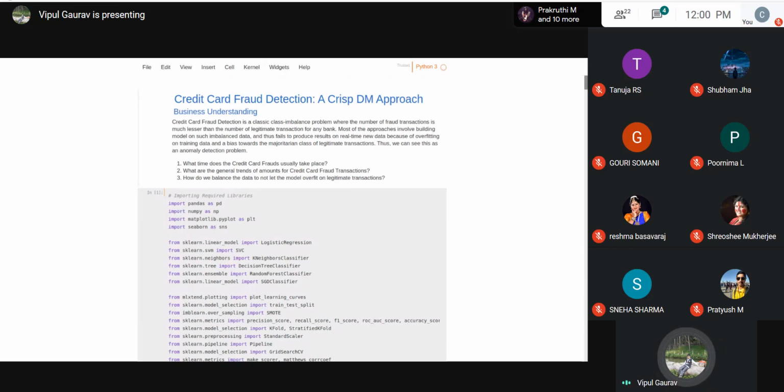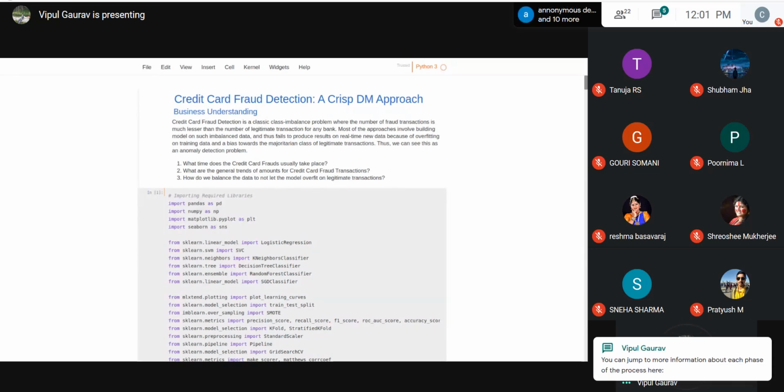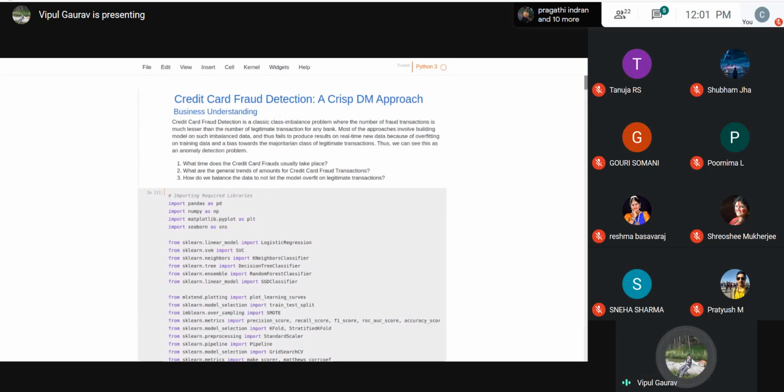I'll just list those in the chat, and you can go and find more information about each phase of the process. This is how an industrial level data science model is produced, and we'll be covering this principle in our code also, if you can see. So let's begin with our code, and I'll guide through almost 3 to 4 of the phases, except for the deployment part. So let's see credit card fraud detection.